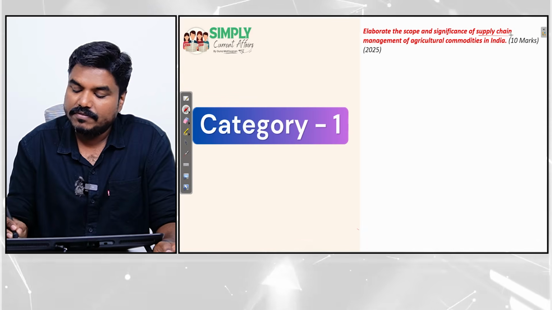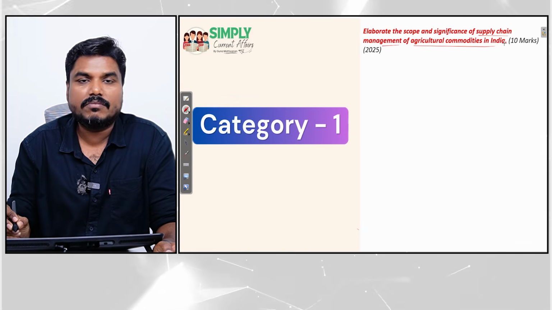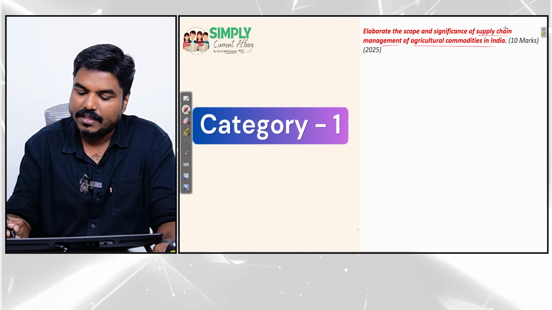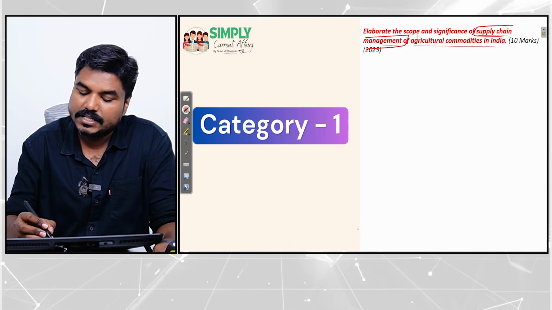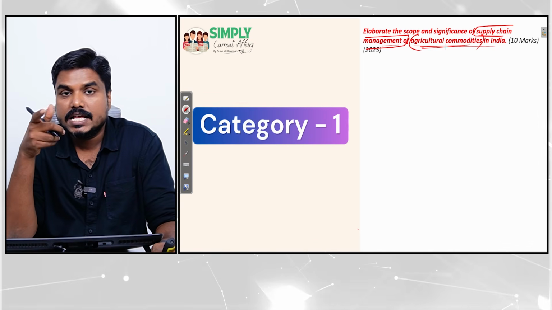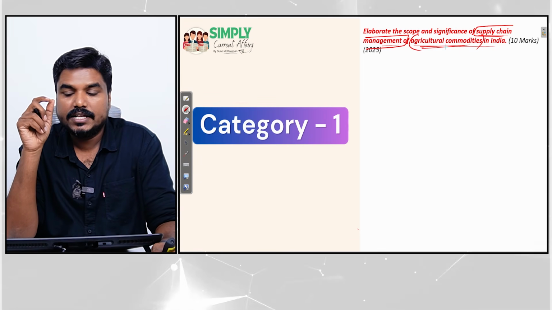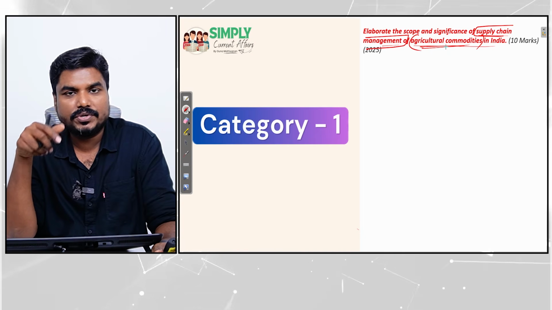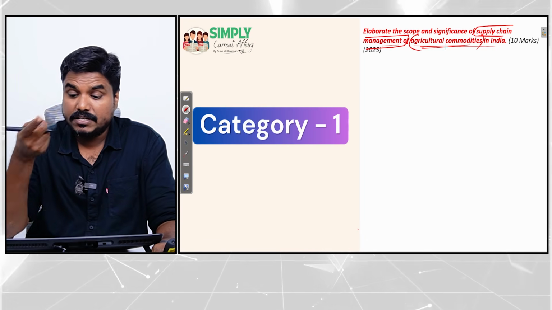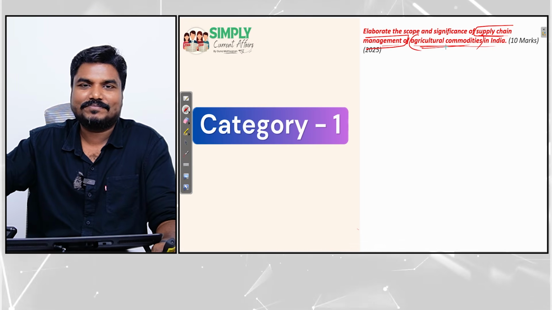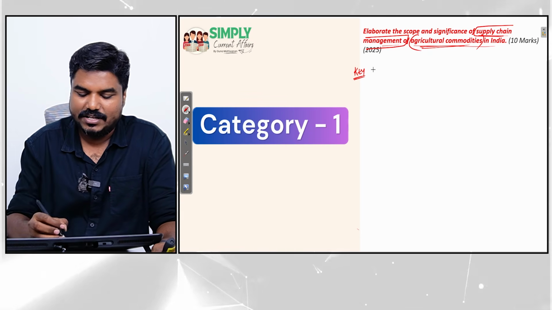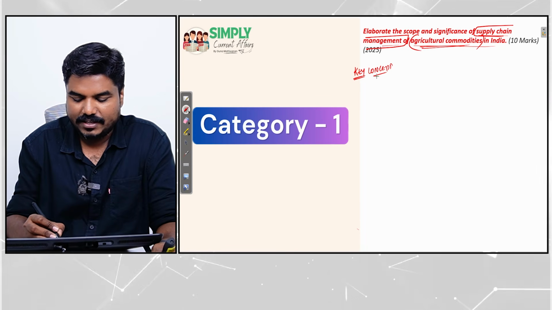Elaborate the scope and significance of supply chain management of agricultural commodities in India. So here the key concept is supply chain management in the backdrop of agricultural commodities. This is not a usual terminology or usual concept, so it is better we define what supply chain management is in the context of agricultural commodities. Here it is not one word, it is a key concept, so we are going to explain the key concept.